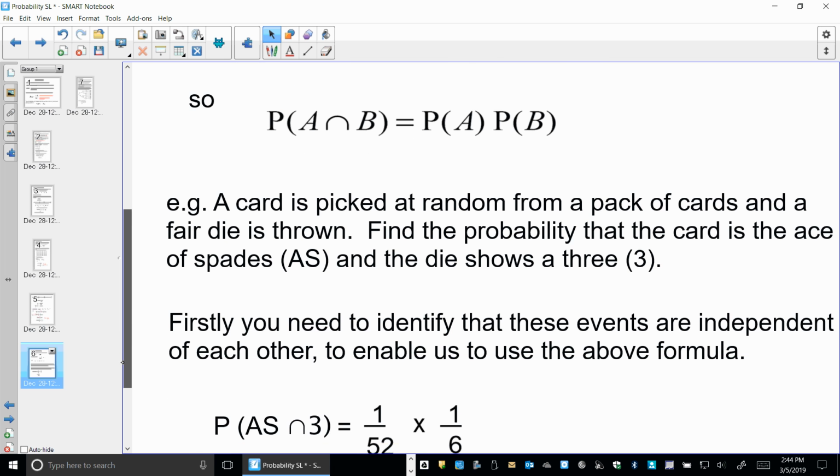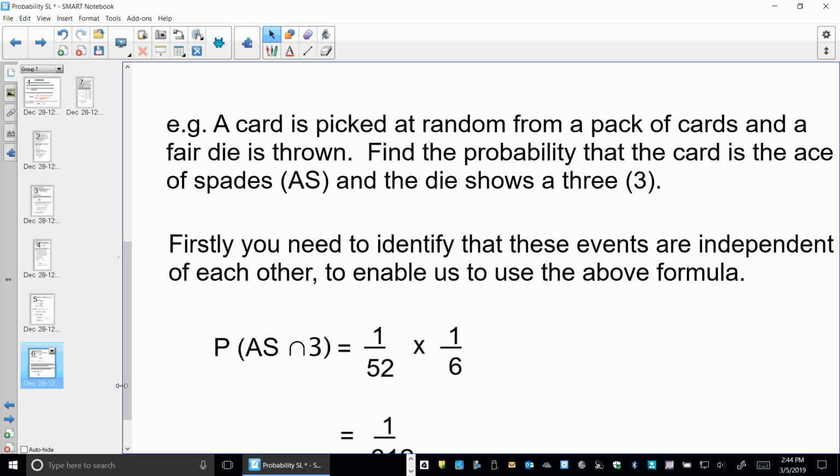So a card is picked from a random pack of cards, and a die is thrown. Does pulling a card out of the pack and rolling a dice have any impact on each other? No, none whatsoever. So they're independent events, which means if I want to know the probability that it is an ace of spades and we get a 3 on the dice, we would just multiply those together. So it would be 1 over 52 multiplied by 1 over 6. But we can do that multiplying because they are independent.